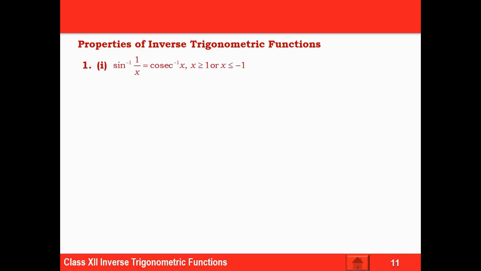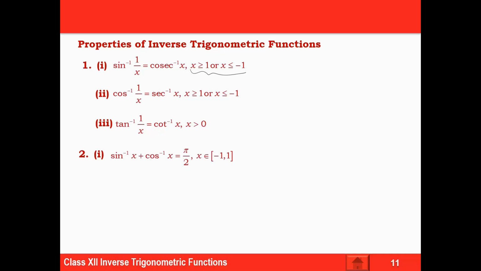Similarly some properties are also there. Sin inverse 1 by x is cosec inverse x. These all properties are derived from the trigonometric functions. Cos inverse 1 by x is sec inverse x. Tan inverse 1 by x is cot inverse x, with their conditions imposed. Then sin inverse x plus cos inverse x is pi by 2. Tan inverse x plus cot inverse x is also pi by 2. And cosec inverse x plus sec inverse x is pi by 2. So these identities should be remembered while solving the problems based on this topic.